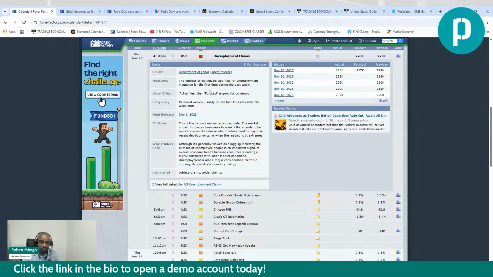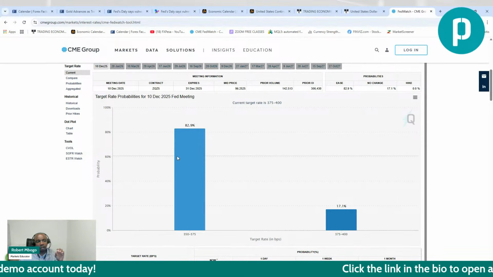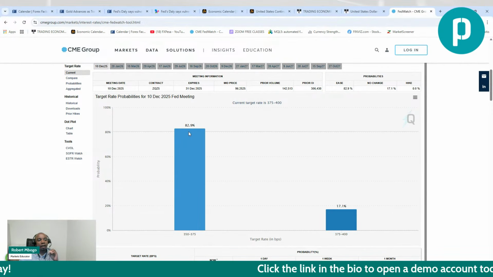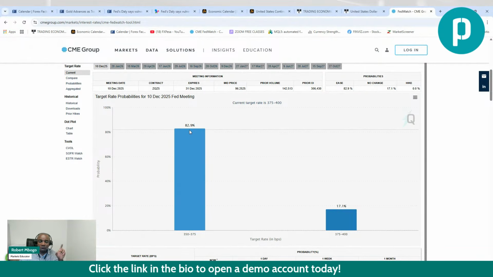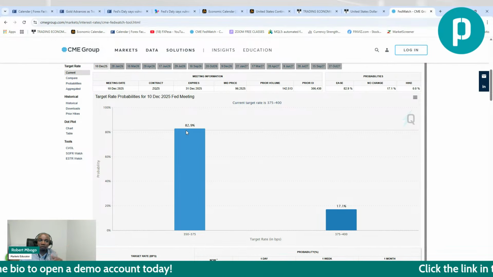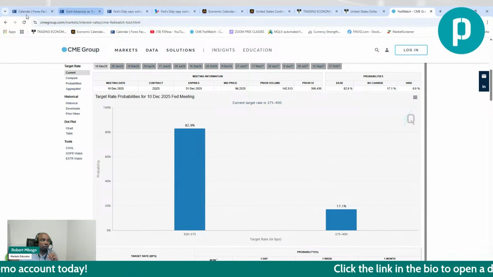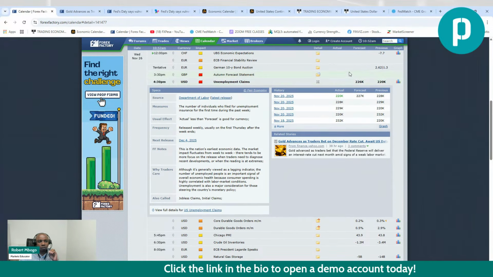Now, if we go to FedWatch right now, before the news, 82% are saying there'll be a rate cut of 25 basis points. After today's data, I foresee this number increasing to 90 or not. Let's go back to this data. It all depends on what will come out.